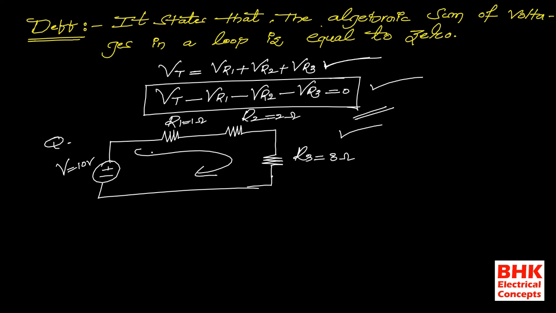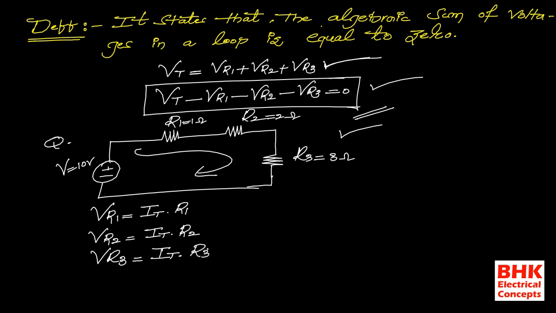It means the expression of voltage drop across R1 is given by the total current flowing in the circuit into R1, the voltage drop across R2 is the total current flowing in the circuit into R2, and the voltage drop across R3 is the total current flowing in the circuit into R3. With the help of these three expressions, we can find the voltage drop across R1, R2, and R3.